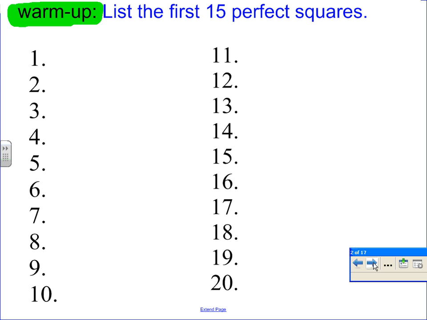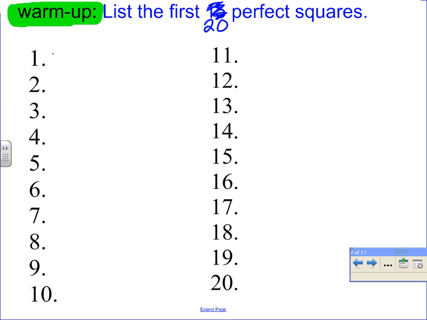Before we start this and before I give you an introduction, we need to look back and recall perfect squares. We're actually going to list the first 20, not the first 15. You need to remember what a perfect square is in order to simplify a radical. We did this back in September with chapter 9, so I'm hoping you remember these.